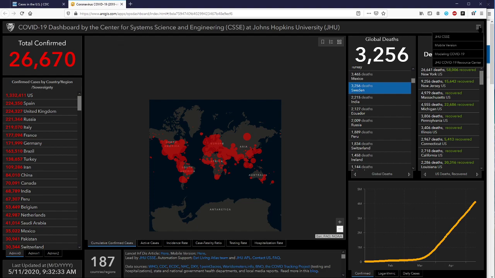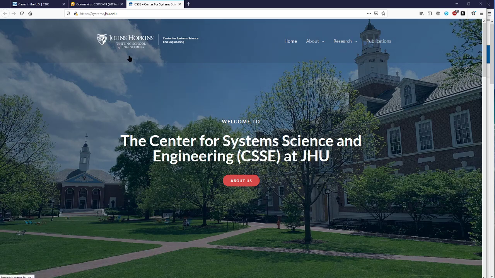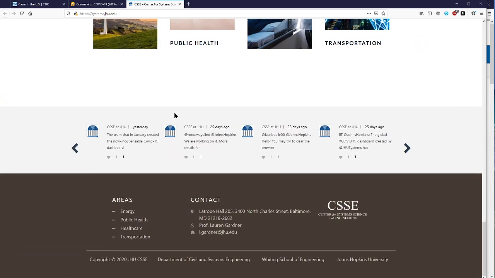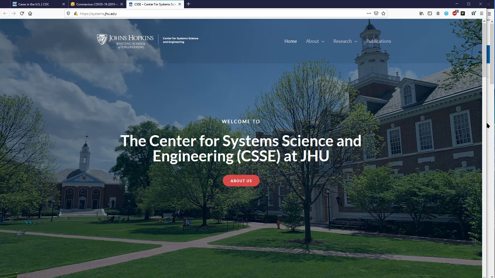And on this website, who is it by? If you go over here, it says Johns Hopkins, School of Engineering, Center for Systems Science and Engineering. So Johns Hopkins puts out this information.